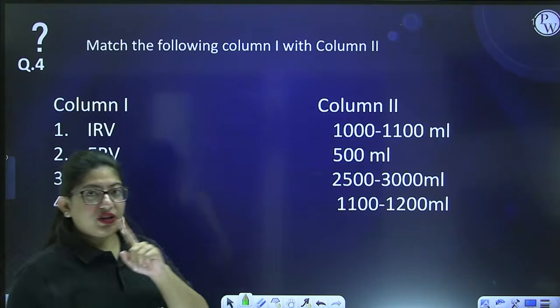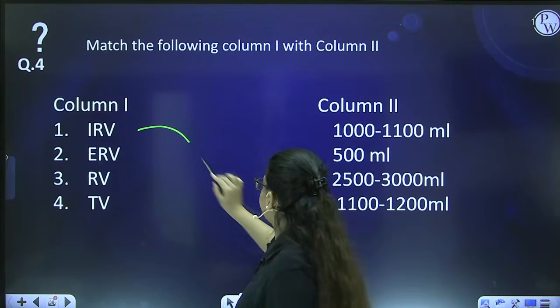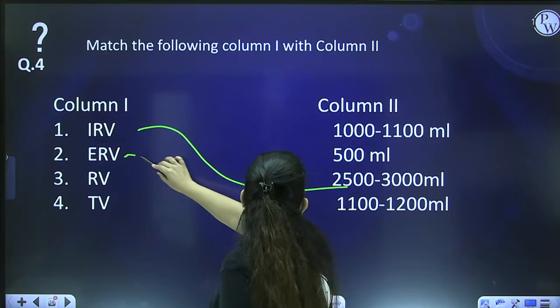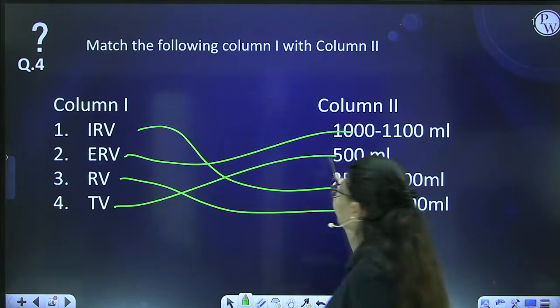Next. Match the following columns. Again, a second type of question on the basis of amount. Maximum is IRV. ERV is 1000 to 1100. RV is around 1200 and TV is 500.